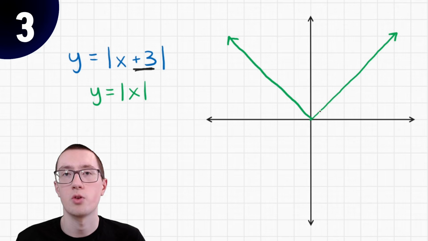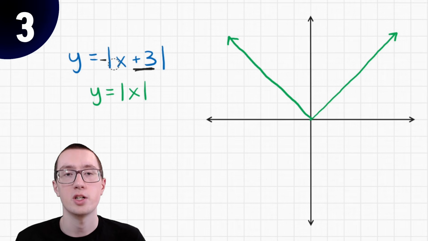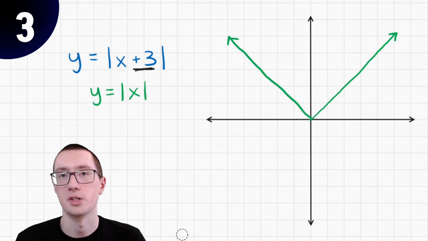So basically, the graph is going to go up, down, left, or right. There's also other types of transformations, like, for example, if you put a 2 here, then you're going to squish the graph together. Or if you put a minus sign here, then it's going to flip the graph upside down. I have a full video of the types of transformations if you want to watch that. But here we need to figure out what this plus 3 is doing.